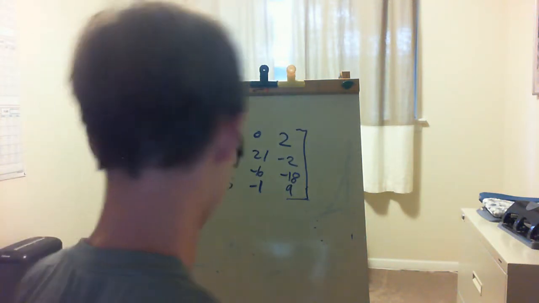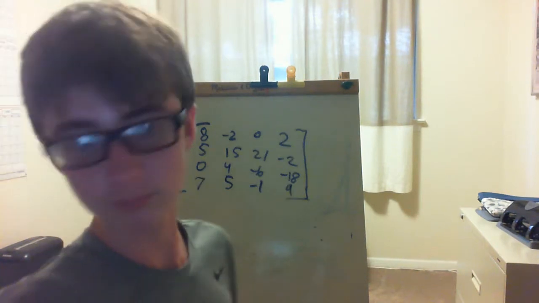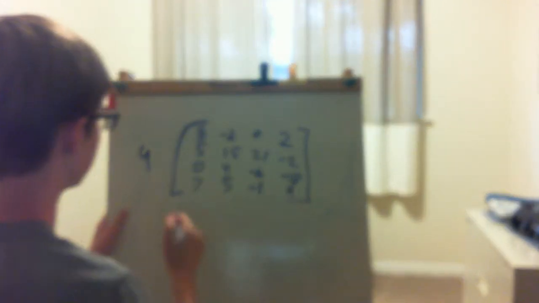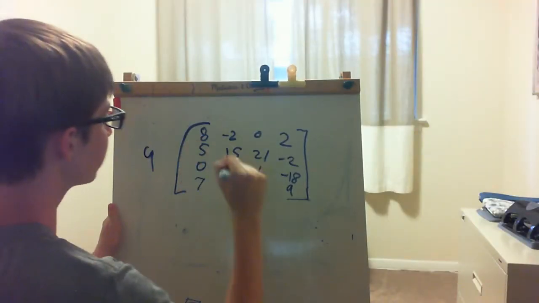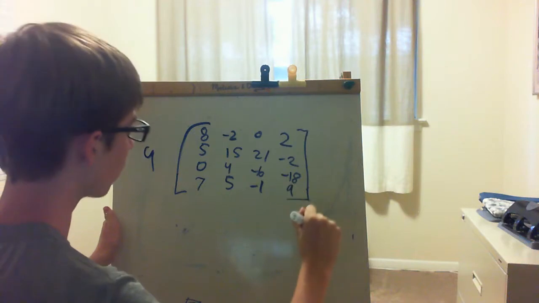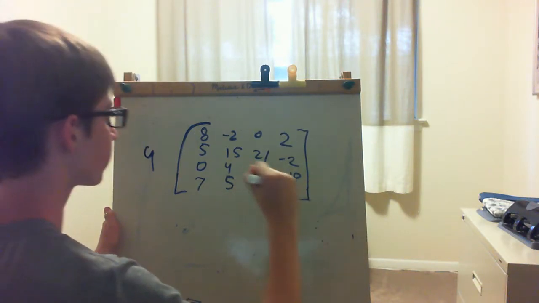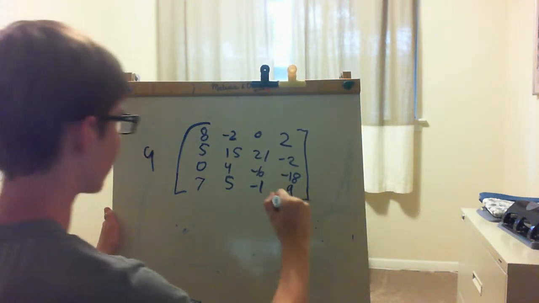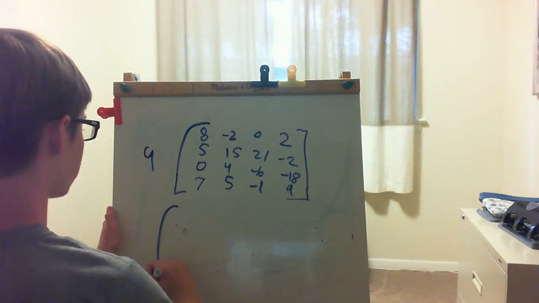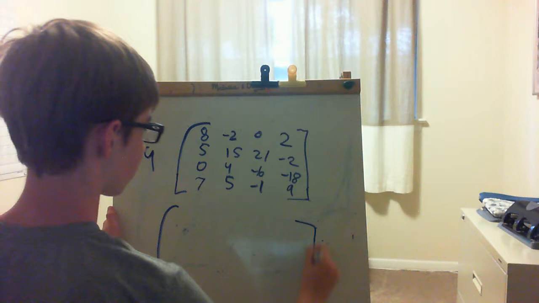Okay, so you should have gotten 4 times 8, negative 2, 0, 2, 5, 15, 21, negative 2, 0, 4, negative 6, negative 18, 7, 5, negative 1, 9. It should leave you with the 4 by 4 matrix.